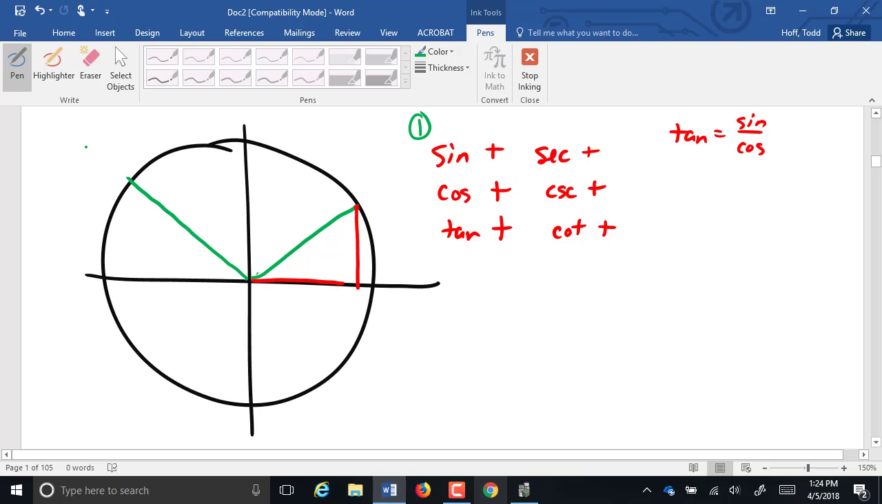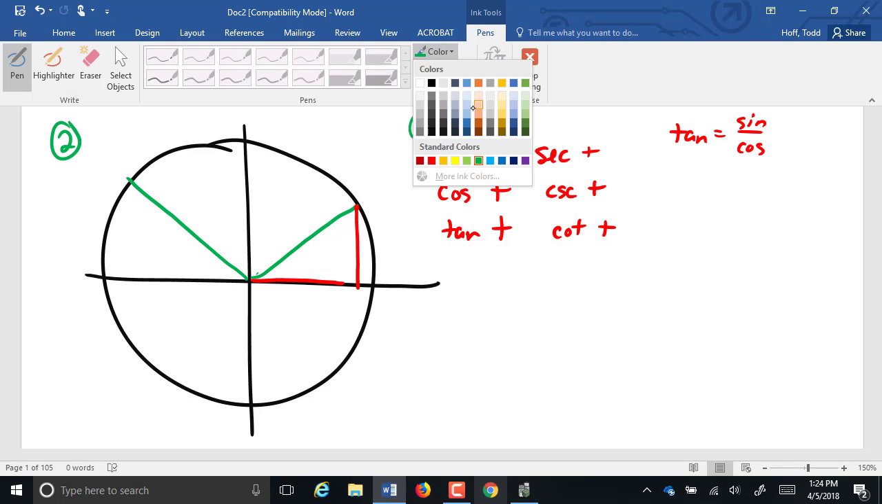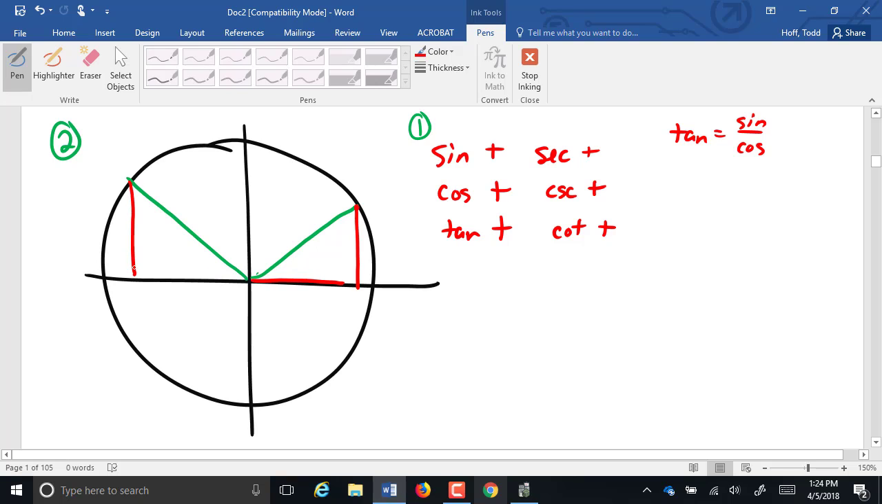If our terminal side is over here in quadrant 2, the sine is positive. Cosine, negative. Tangent, negative. A positive divided by a negative, sine divided by cosine, is going to be negative. Secant, negative, 1 over cosine. Cosine's negative, secant's negative. Cosecant, positive. It's the reciprocal of the sine. If the sine's positive, cosecant is positive. How about cotangent?